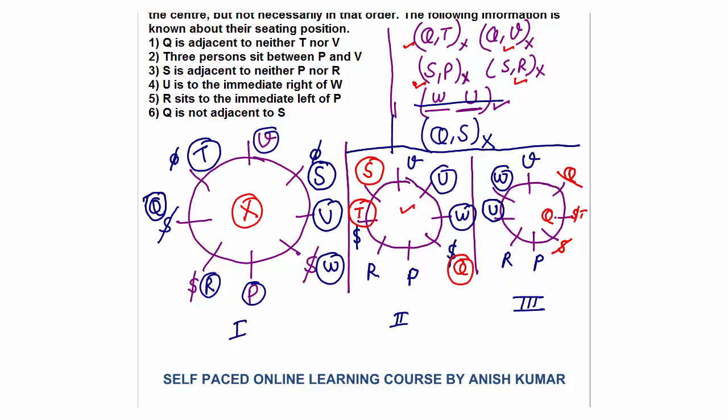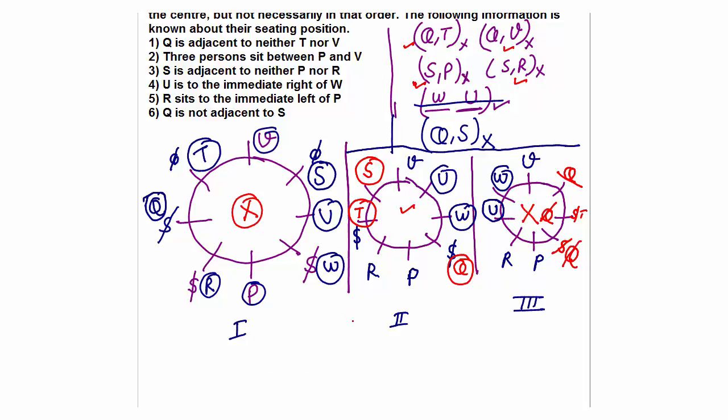Same way, if Q comes at this place, again S or T will come on the left or right of Q. This is not a valid position. Again Q can't come at this place because again S or T will be adjacent to Q. So this is also not a valid diagram. So only the second diagram is a valid diagram.